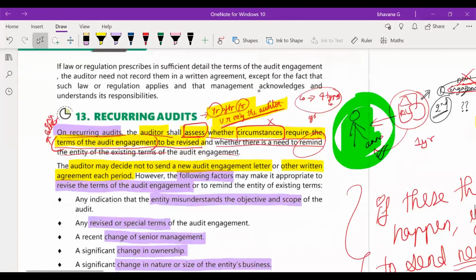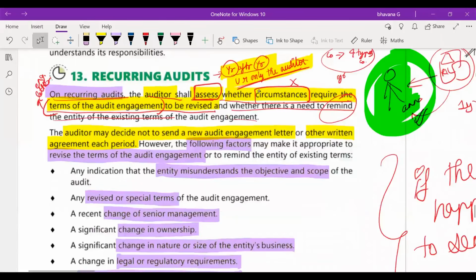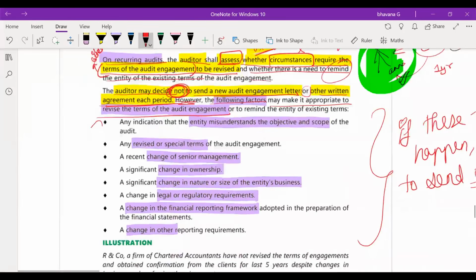Here they tell you that the auditor may decide not to send a new engagement letter or other written agreement each period. So it is the auditor's decision that he may not send a new engagement letter or written agreement. However, the following factors make it appropriate to revise the terms of audit engagement. If any of these conditions are there, you may need to draft a new engagement letter. So what are these conditions is what we are going to see now.